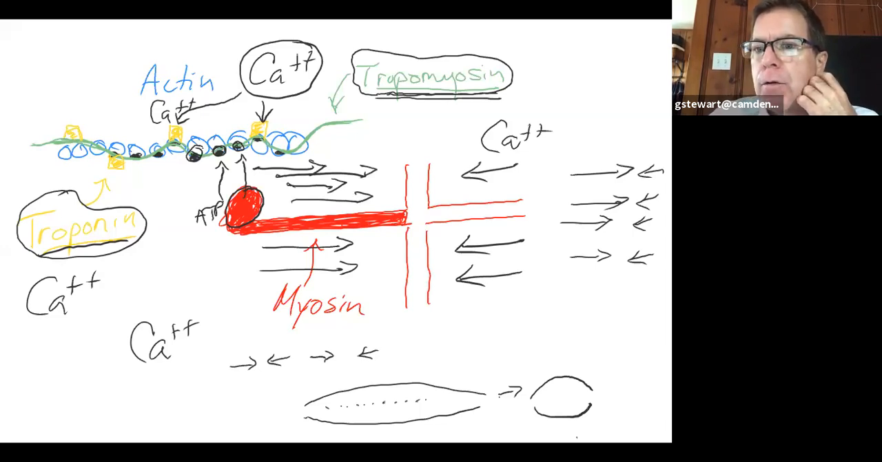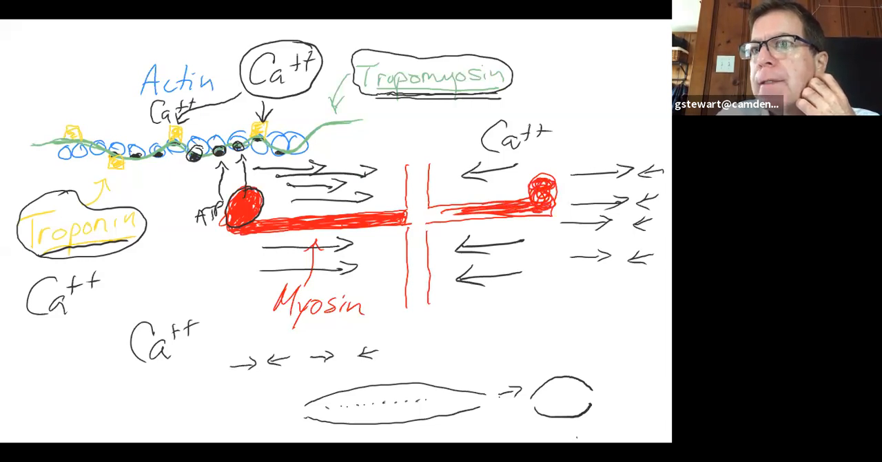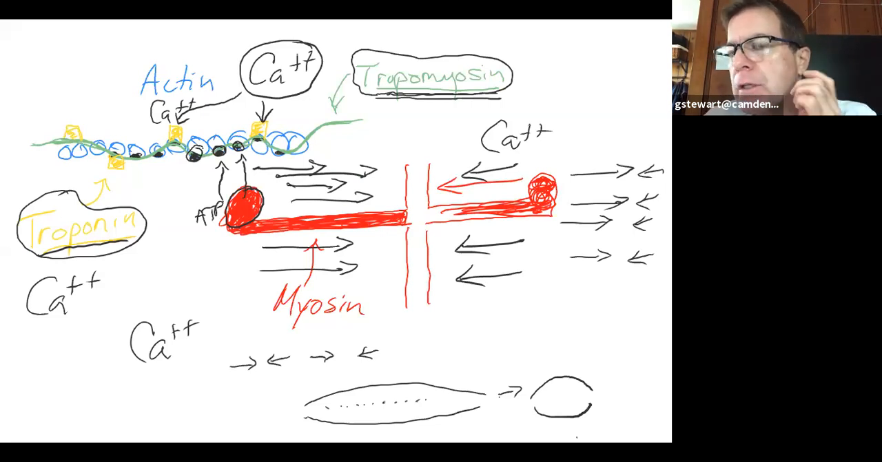And the same thing is happening over here. This myosin molecule would reach up at the same time and pull its actin molecule this way. So the muscle cell shortens during contraction, and that develops tension or some sort of force of energy that the muscle can pull on a bone, for example, and move it.